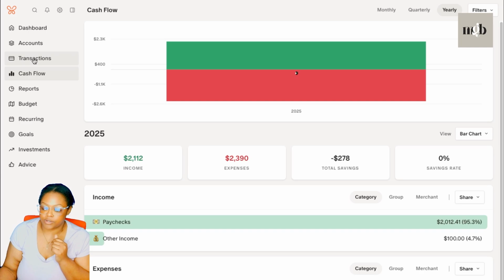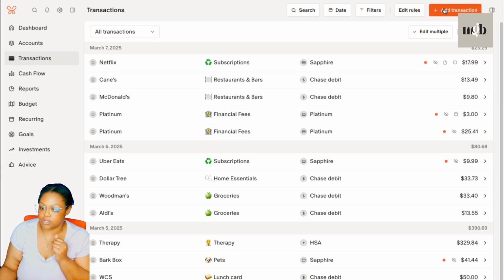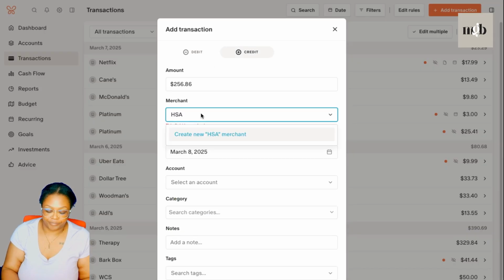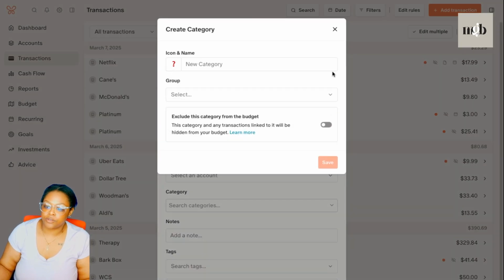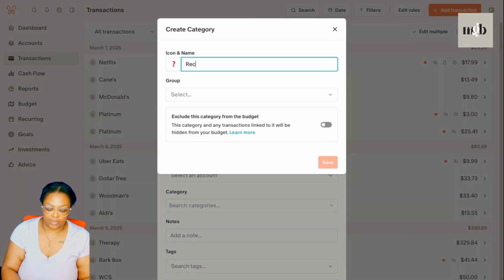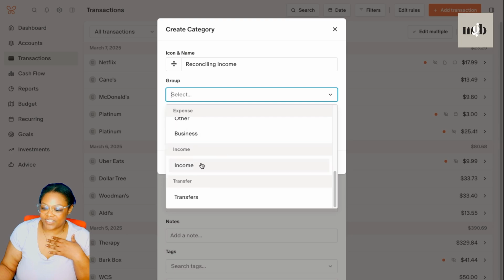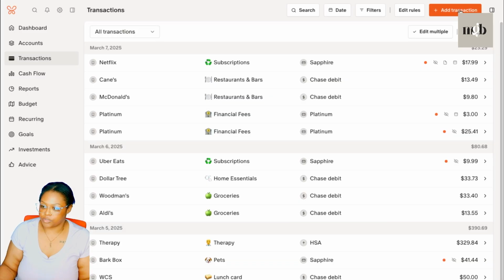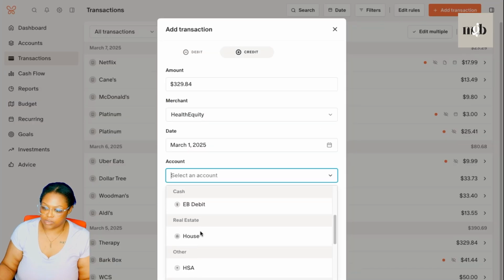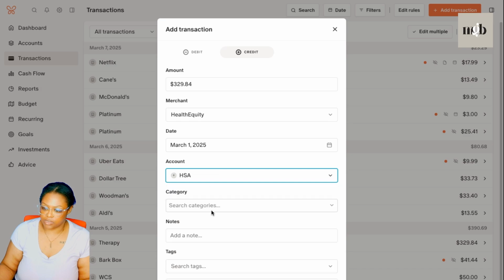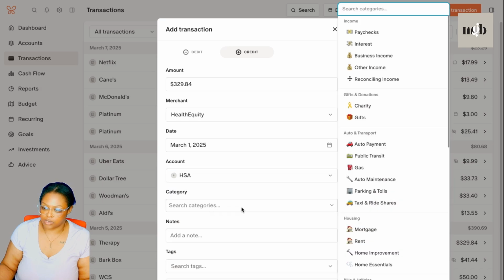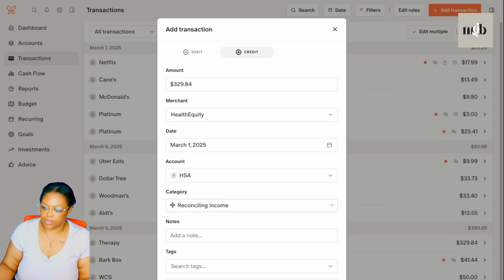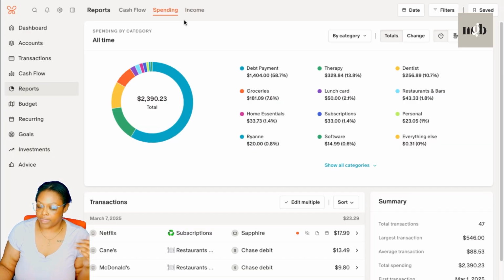So I'm going to create transactions that are going to hit my HSA. I'm just going to call it, I have Health Equity. Okay, so I'm going to create a new category called reconciling income. And then that's going to go in income. Transaction and HSA to reconcile.